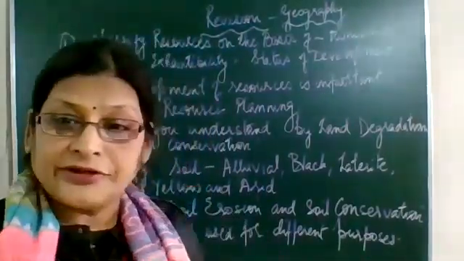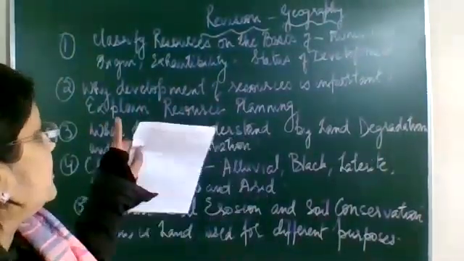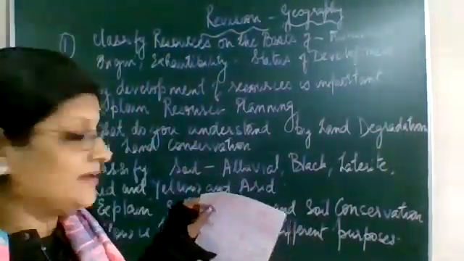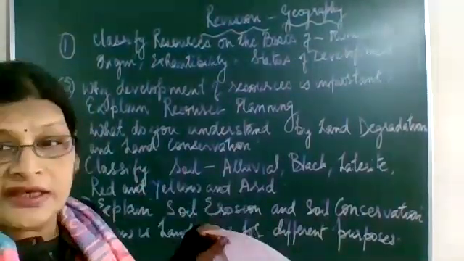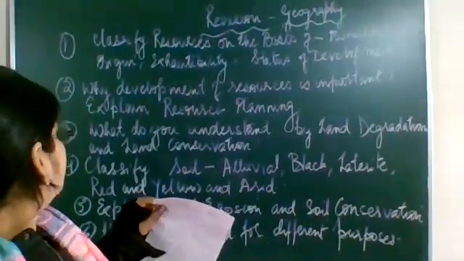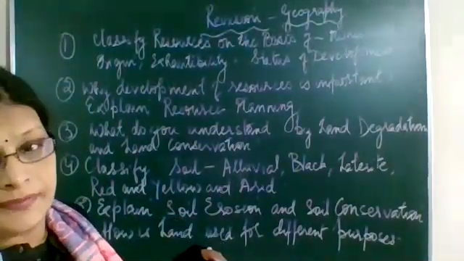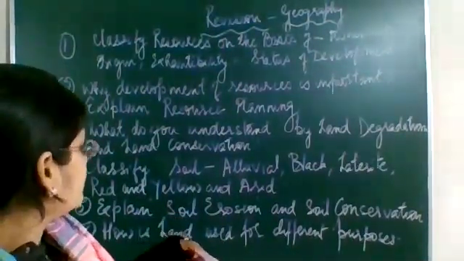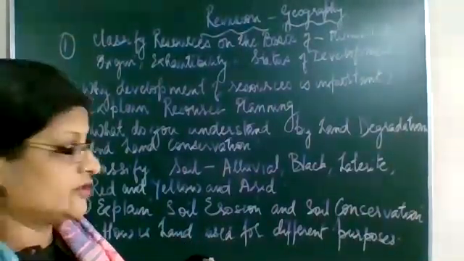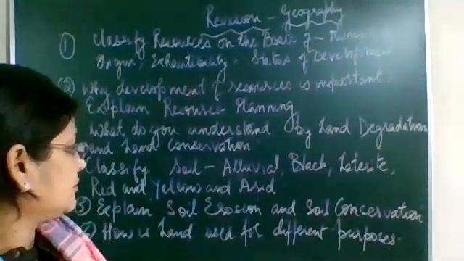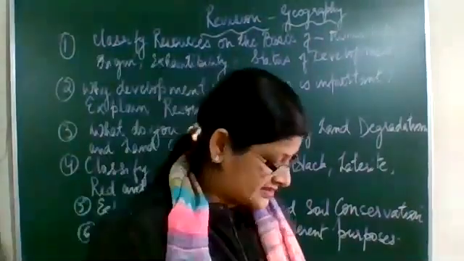Okay, so all these are related to your chapter 1. Classify resources on the basis of ownership, origin, exhaustibility, and status of development. Second question, why development of resources is important? Explain resource planning. Third question, what do you understand by land degradation and land conservation? Next, classify soil, that is alluvial, black, laterite, red, yellow, and arid soil. Next, explain soil erosion and soil conservation. How is land put to different purposes?